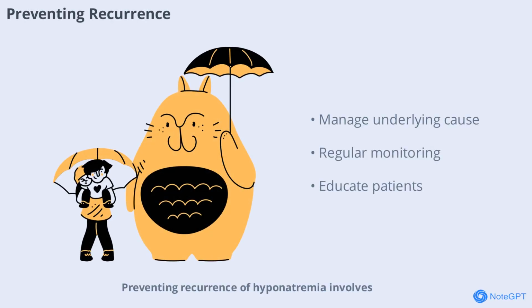Preventing recurrence of hyponatremia involves ongoing management of the underlying cause, regular monitoring, and patient education. Adjusting medications, managing chronic diseases, and supporting behavioral changes are all part of a comprehensive prevention strategy. Early intervention is key to avoiding future episodes.